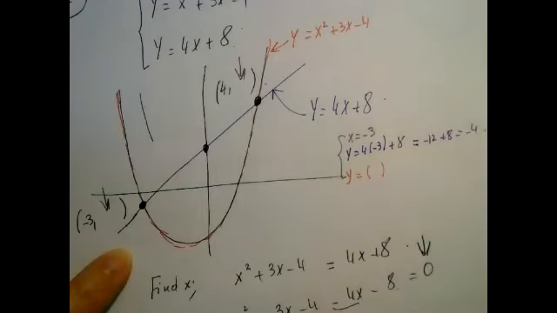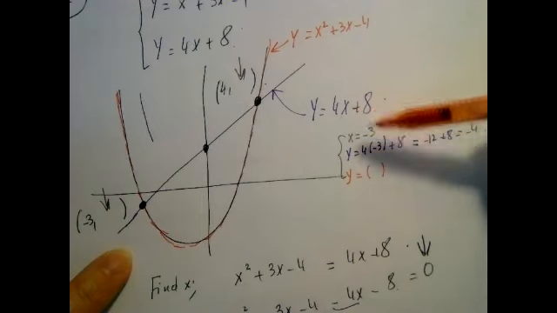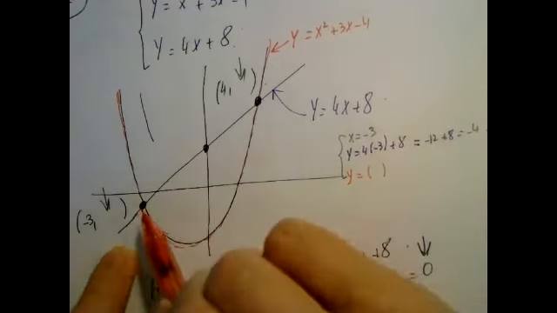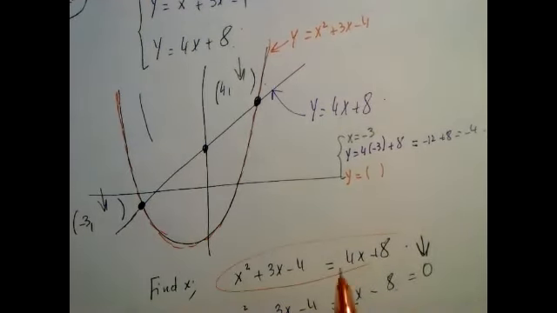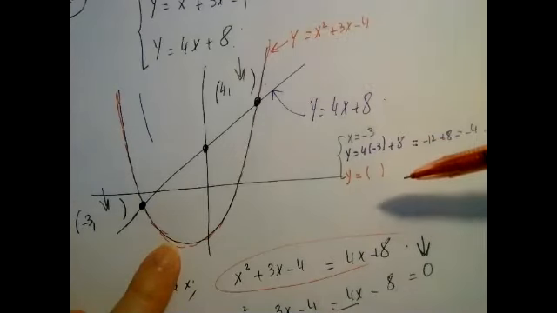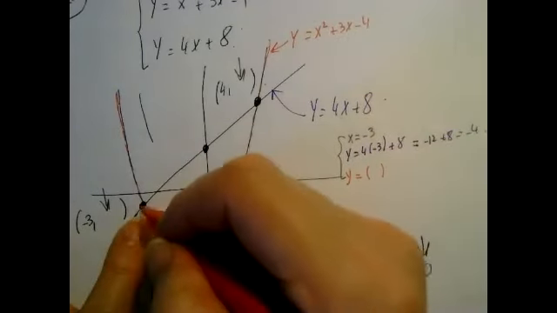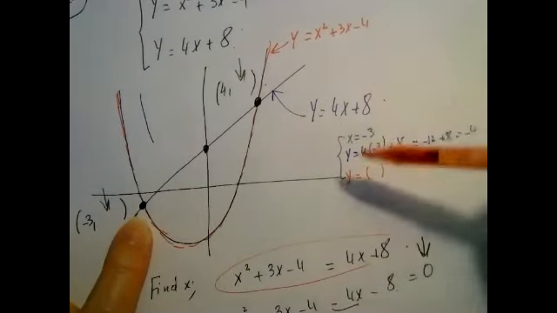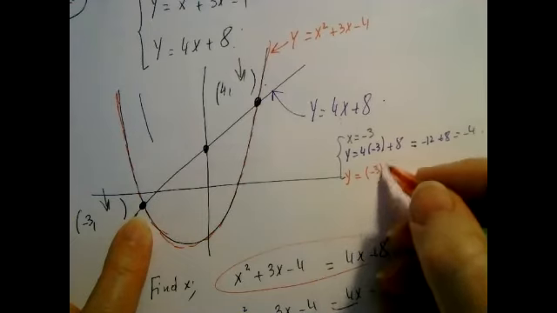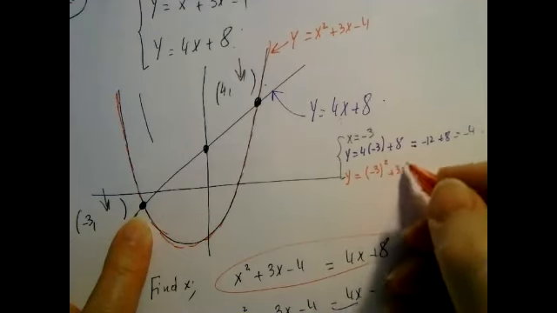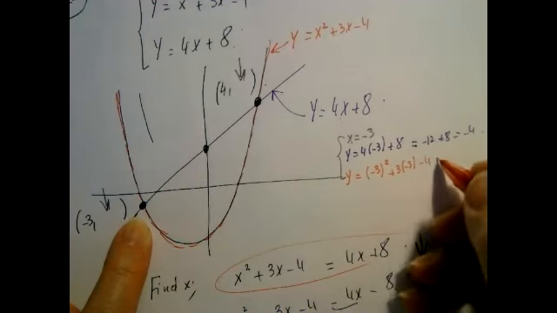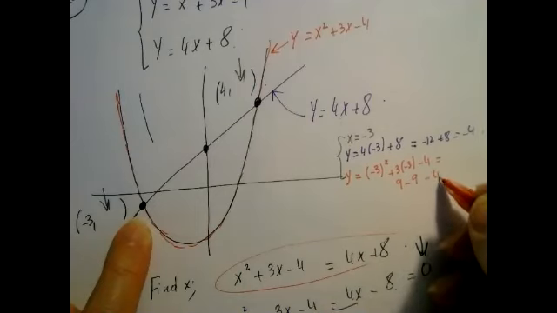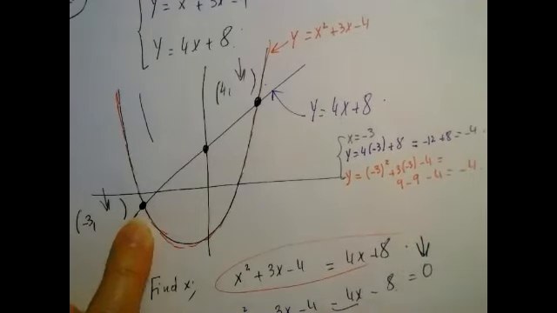You should get the same thing whether you input in the blue, which is purple for me, or the red, because the whole problem was to find the x which will make both y's equal. So x equal to minus 3, that's the intersection. Let's check it out. I'm going to plug in the red one. If I don't get the same answer, I'm not doing things right. So 9 minus 9 minus 4, absolutely minus 4.